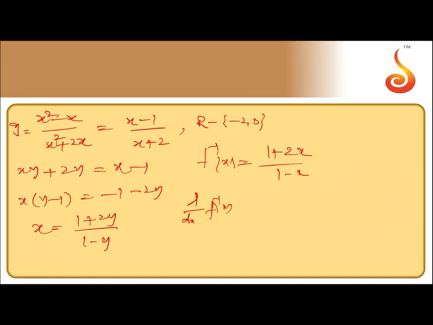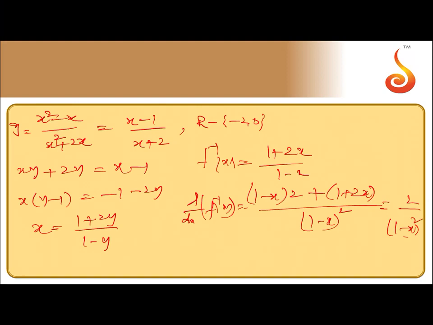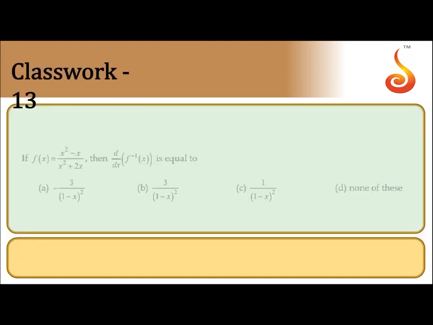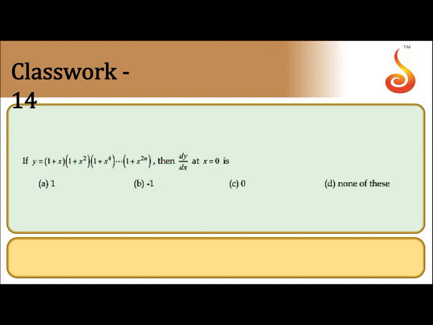And the derivative of this f inverse of x will be 1 minus x taken whole square in the denominator, with numerator 1 minus x multiplied by 2 minus of 1 plus 2x, where the derivative of 1 minus x is plus 1. I hope you'll be getting 2x cancelled: 2 divided by 1 minus x taken whole square. So the answer is 2 by 1 minus x whole square.